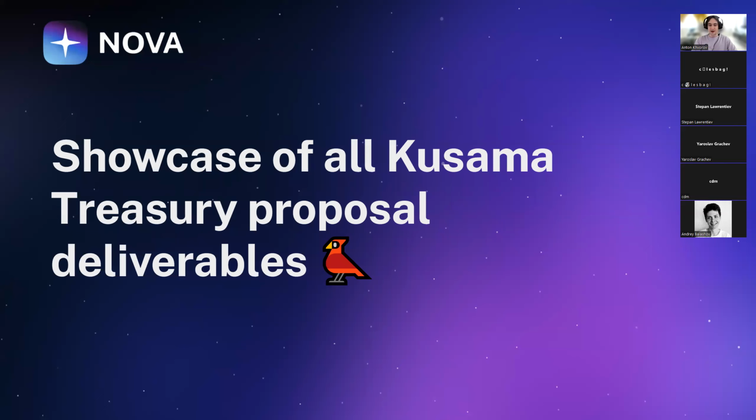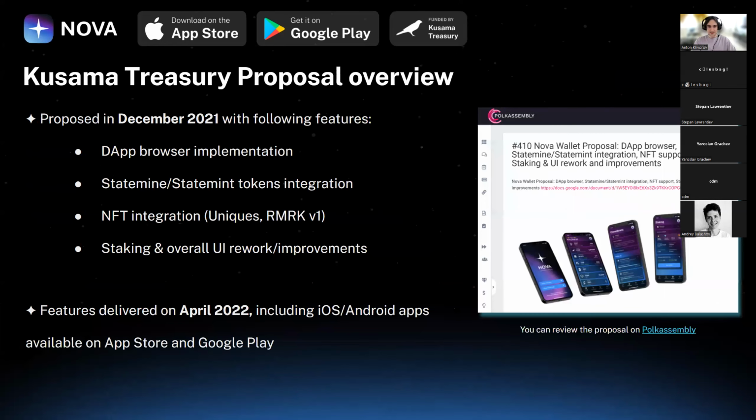And now we can talk about our main agenda, which is the Kusama Treasury proposal deliveries. In December last year, we submitted our proposal to the Kusama Treasury to implement the following features. We wanted to implement the DApp browser in mobile format so that users can have access to all the DApps available in the ecosystem.